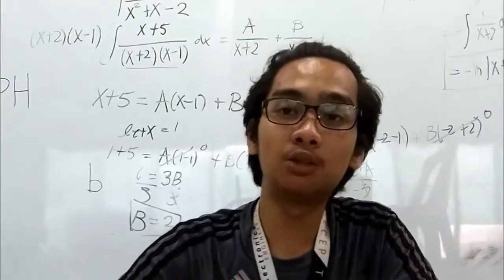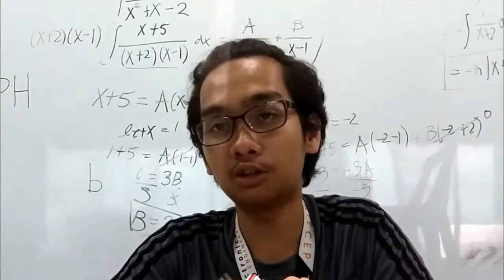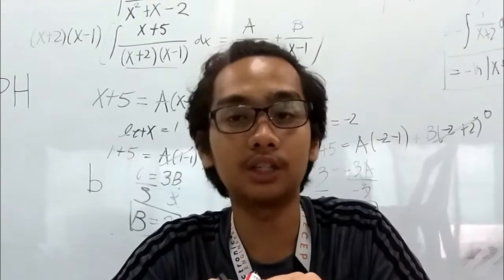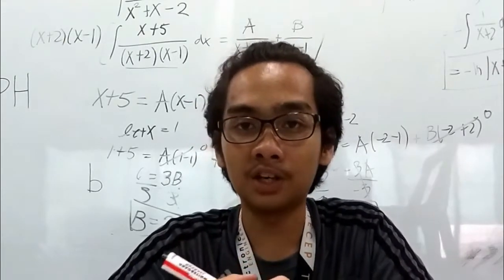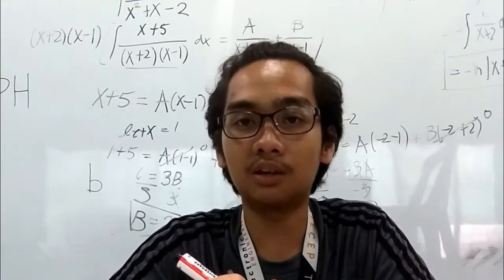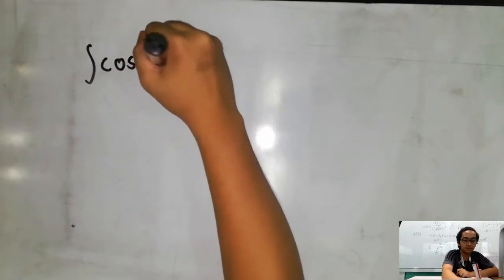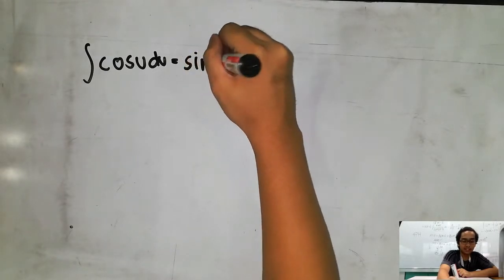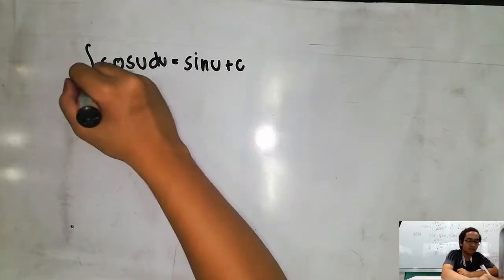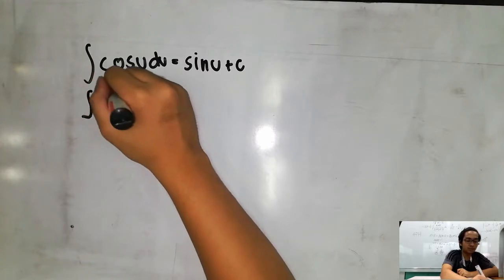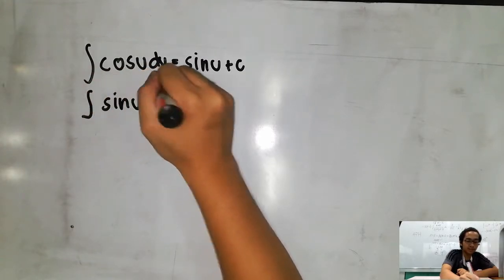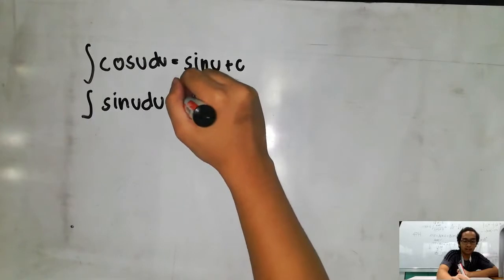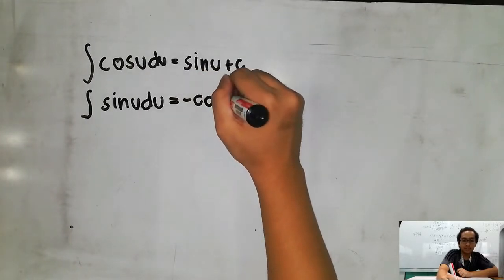These are the common mistakes we usually encounter. But hey, let me do my part by sharing my knowledge on how to integrate functions involving trigonometric functions. First, let me review the integral of some trigonometric functions. The integral of cosine u du is equal to sine u plus c. The integral of sine u du is equal to negative cosine u plus c.